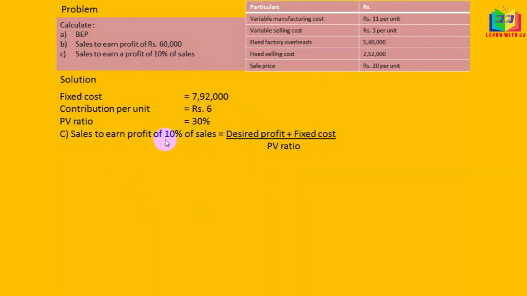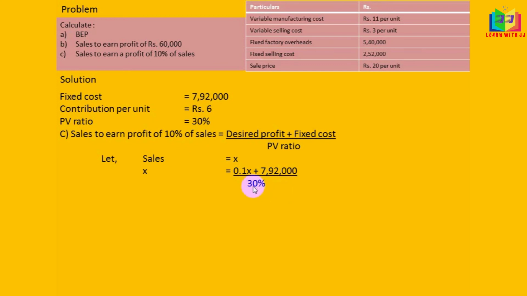In this case we have to take the sales as X. We have to assume the sales as X, and substitute this X in the formula. See, for sales I have written X and desired profit is 10% of sales. So 10% is nothing but 0.1X because it is on sales, right? So I have written 0.1X. And fixed cost we know is 7,92,000, divided by PV ratio, which is 30%.